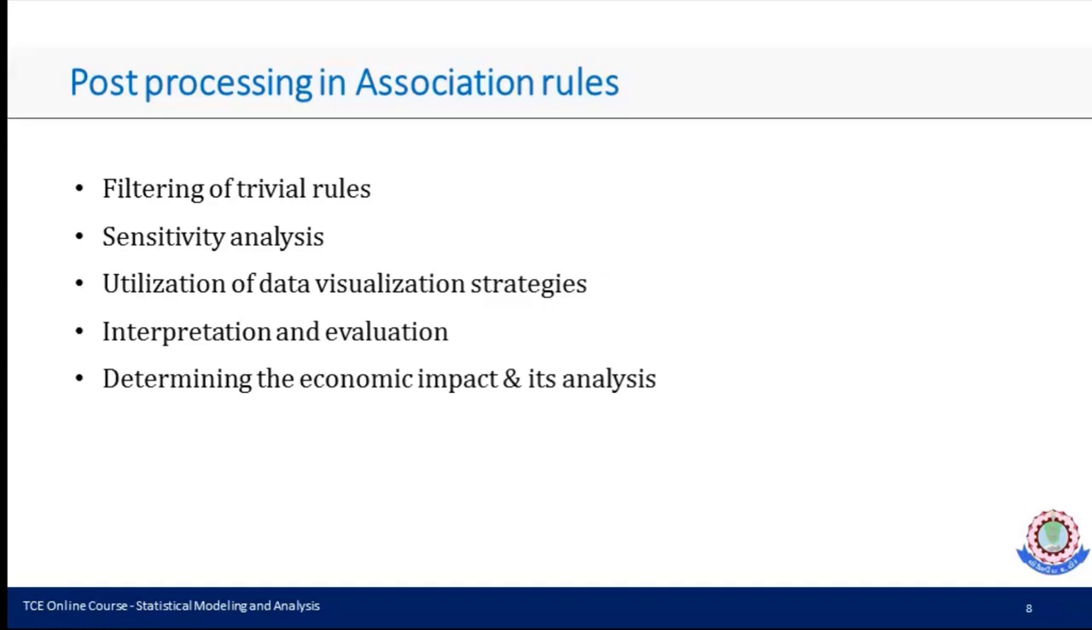Then the next is how the mechanism of post-processing takes place during the evaluation of association rule mining. We know there are certain algorithms such as Apriori and FP-growth, which are used for extracting the rules, that is, the determination of frequent item sets for the given set of transactions.